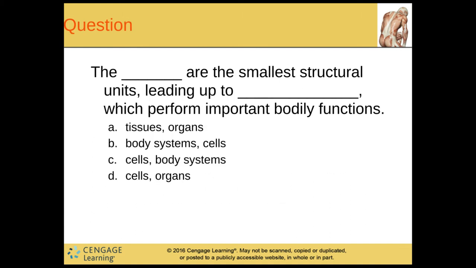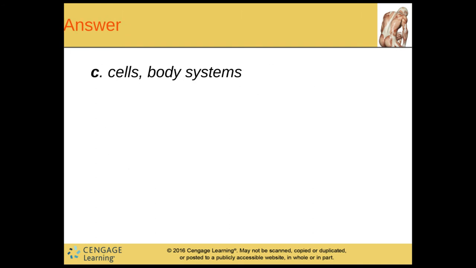So question: the blank are the smallest structural units leading up to blank, which perform important bodily functions. So remember what we talked about at the beginning. What is the smallest structural unit? And then what does that eventually lead up to that performs bodily functions? Okay, let's see what it is. So it's cells and body systems. So the smallest structure is a cell, right? And then it leads up to body systems that help our body to perform.